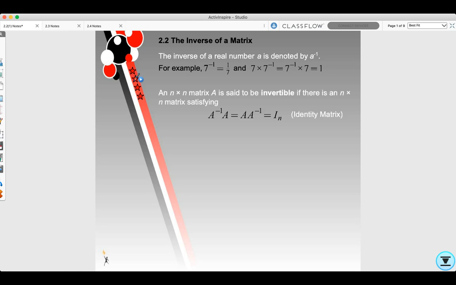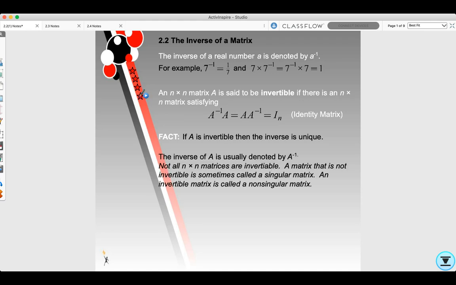An n by n matrix A is said to be invertible if there is an n by n matrix satisfying the following. So when you multiply the two together, you'd get the identity matrix. Fact: if A is invertible, then the inverse is unique. The inverse of A is usually denoted by A inverse.